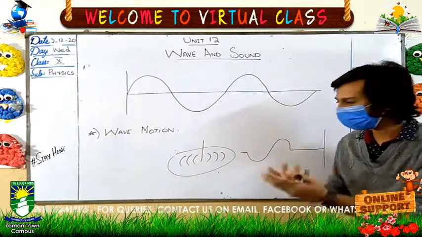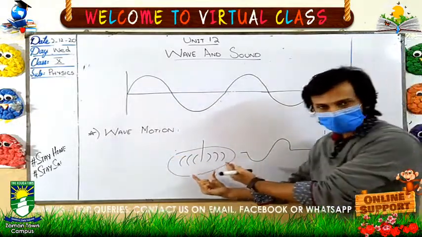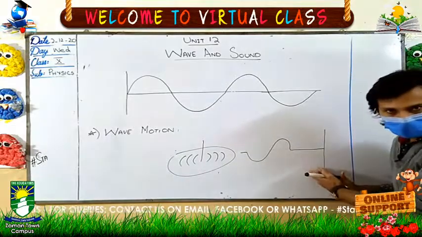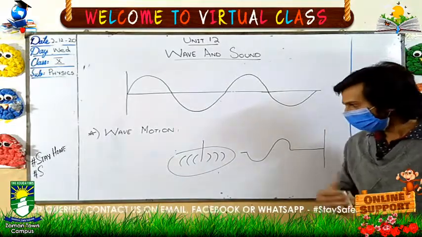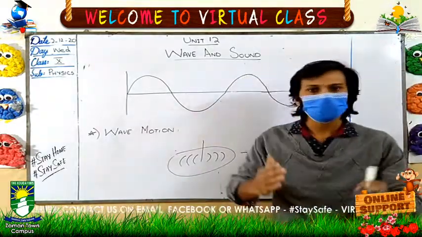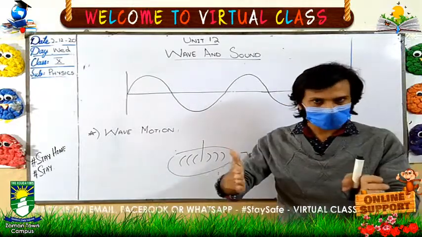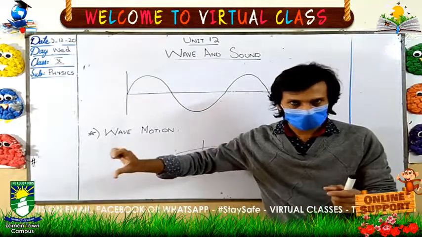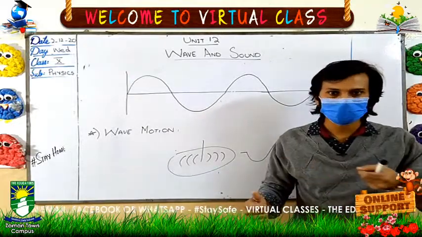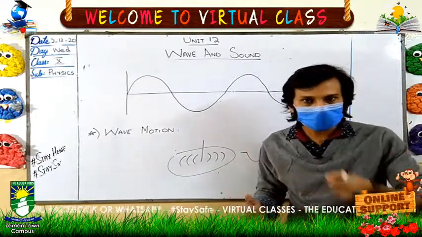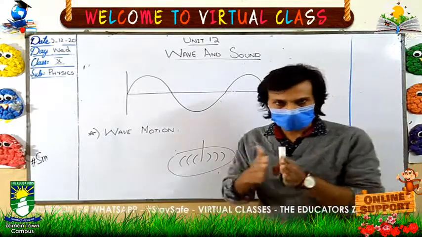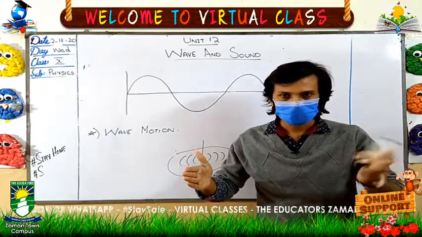How many waves are there? We discussed one example of wave, and we discussed another example of wave. I have another example of wave. Just suppose you have a spring. You fix one end of the spring to the wall. Now you are pulling that spring. As you pull that spring, what will happen? That spring will extend.